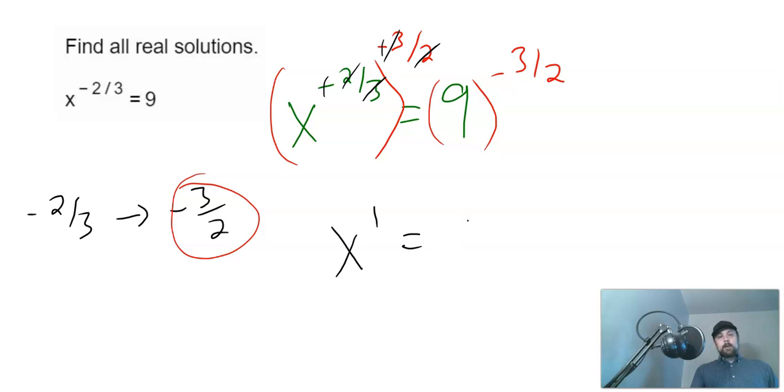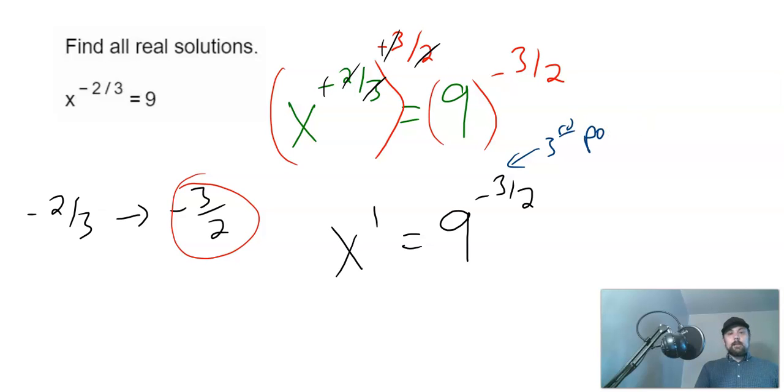We get x to the first power equals 9 to the negative 3/2 power, which you can just plug into your calculator, which is what a lot of students do. But I do like to talk about what is actually happening here. So when you have an exponent that's a fraction, the numerator is a power. So we're raising this to the third power.